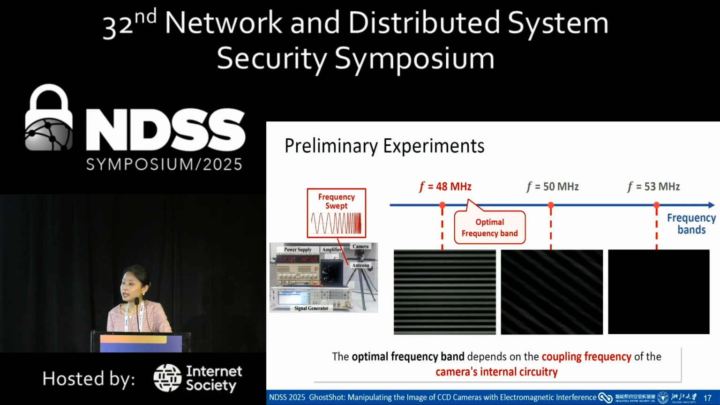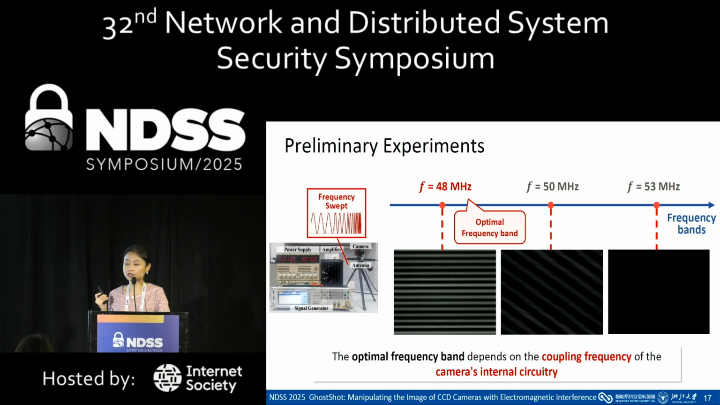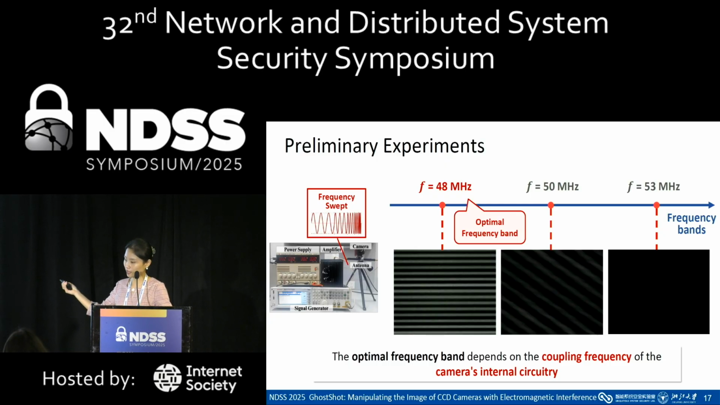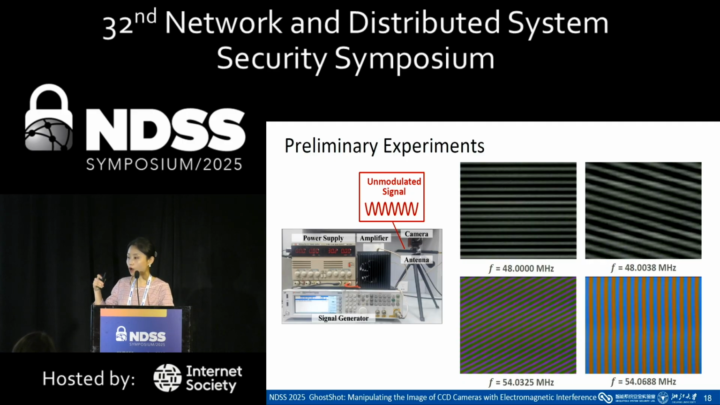To test the feasibility of this attack, we conducted preliminary experiments. We swept the frequency, and we show that when different frequencies of EMI signals are injected, we may induce different stripes or different scales of gray. We also tried some unmodulated signals, and we are able to induce even colors in those stripes.